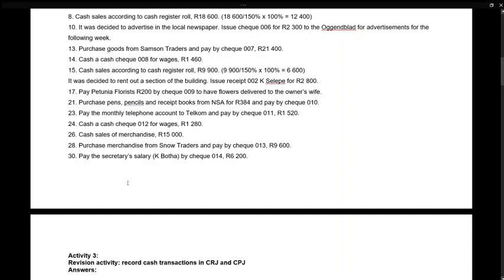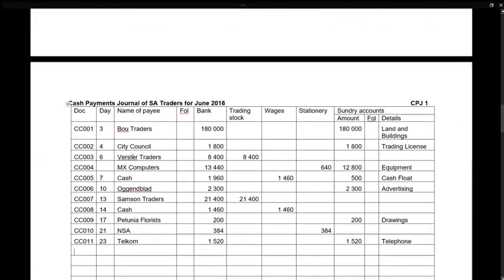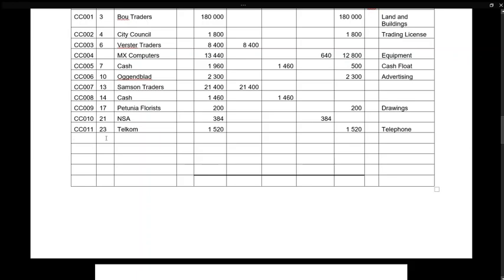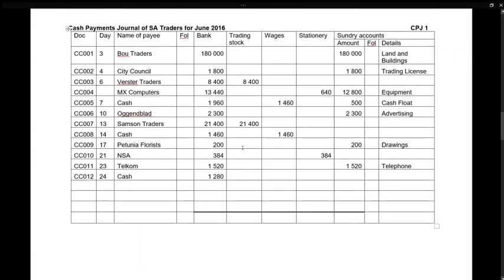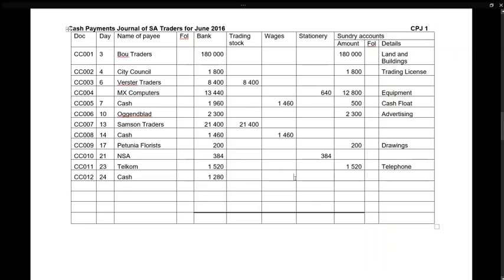Right, next transaction took place on the 24th. Cash check for wages. Let's go and fill it in. We paid money. So check counterfoil 012. It took place on the 24th. They did not give us a name to who we are paying this money. Therefore cash. And the amount will be 1,280 Rand. It is for wages.